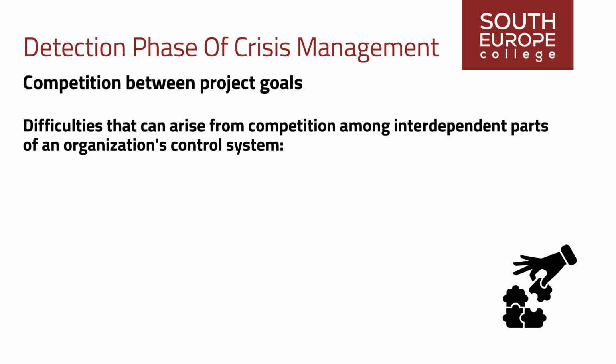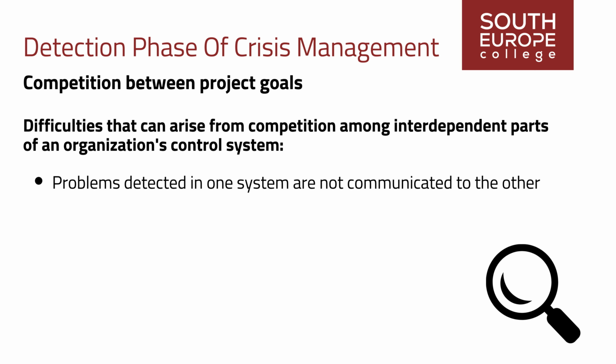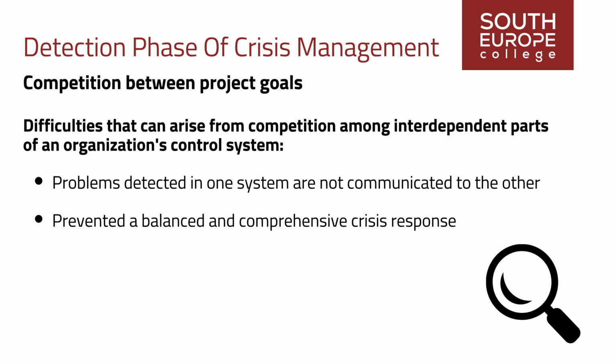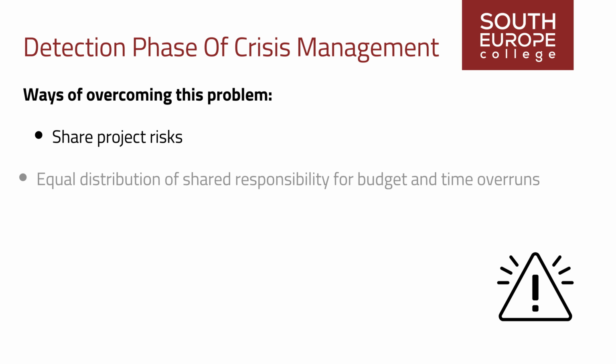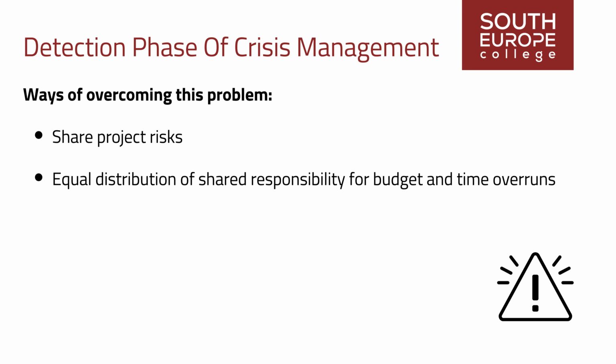As a consequence, problems detected in one system are not communicated to the other, a deficiency that prevents a balanced and comprehensive crisis response. One way of overcoming this problem is to share project risks, equal distribution of shared responsibility for budget and time overruns, and rapid feedback.